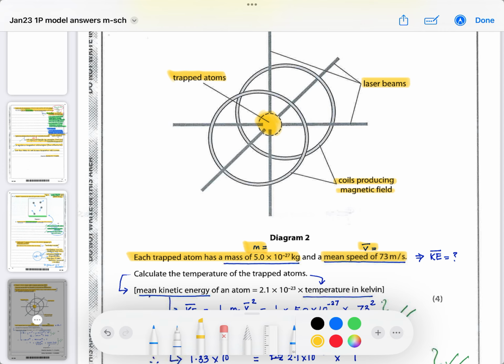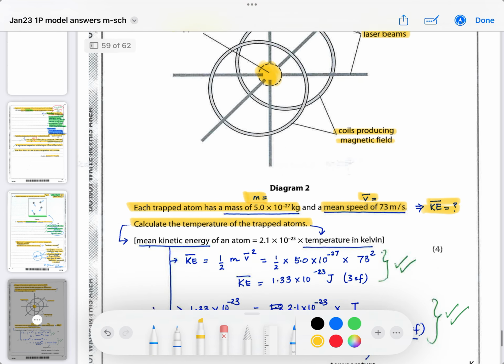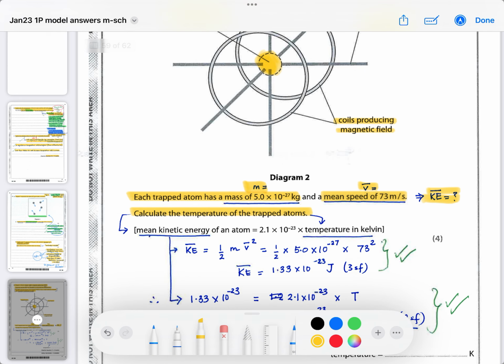Now, if you know the mass and you know the speed, you can also work out the mean kinetic energy. And maybe that's what they're going to ask us. They then want you to calculate the temperature of the trapped atoms. And they're going to give you some help. They're saying that if you know the mean kinetic energy of an atom, it's directly related to the temperature in Kelvin if you multiply temperature in Kelvin by this number.